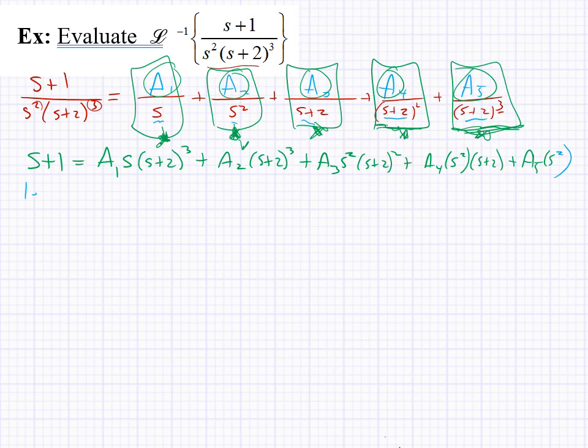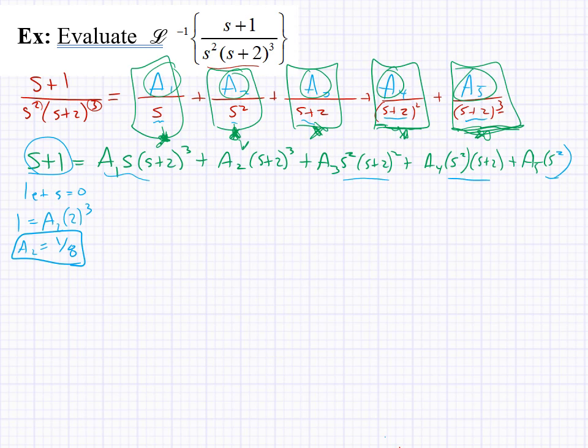So we'll let s equal 0. We'll let s equal -2, and then I'll get rid of some of this. When s equals 0, this side becomes 1. The others will all be 0, so I'll get a2 times 2 cubed. So it's 8, so a2 equals 1/8. So we got one of them down.